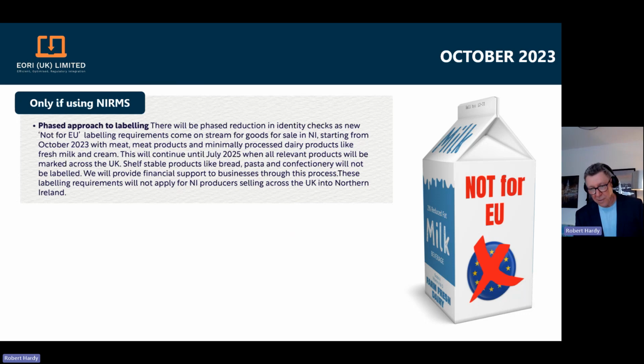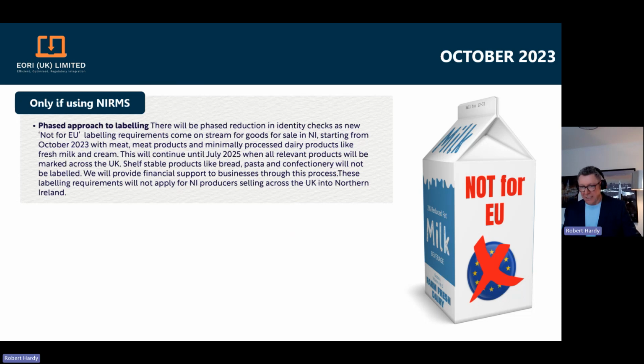If you are using NERMS, from October 2023, you're required to put a not for EU label on the product if it's in the phase 1 process. And I'm going to cover the phase 1 in a minute. So if it's in the list of phase 1 products, you require a label on the product saying not for EU. But only if you're using NERMS, and therefore only if your goods would have otherwise required an export health certificate. So don't start with NERMS, start with, do I need an export health certificate? If your answer to that is no, you don't need NERMS, and you don't need a not for EU label on the product.